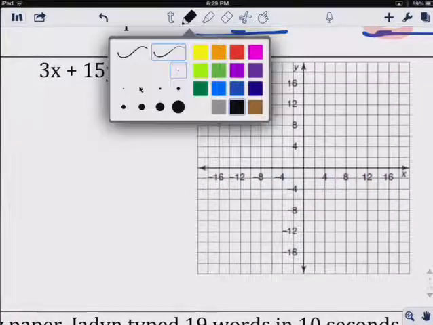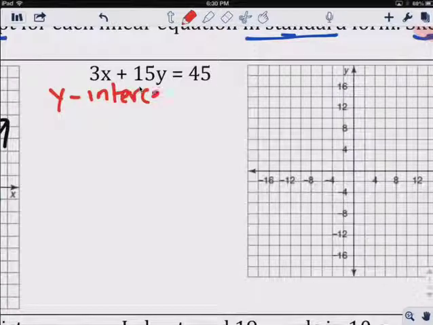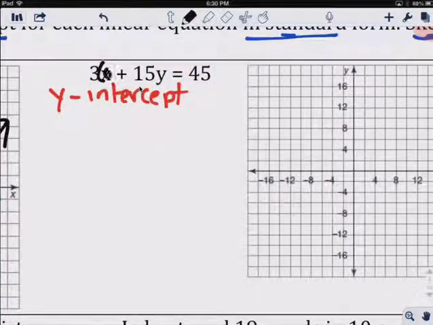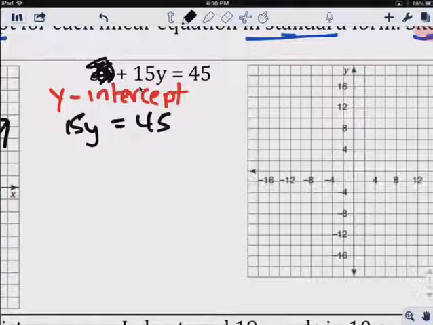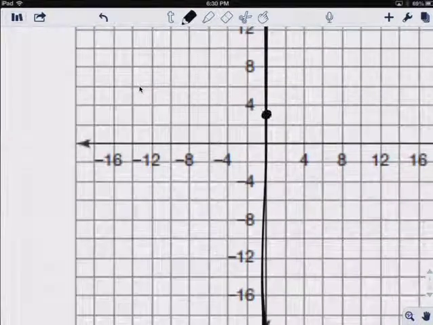Then you've sketched it. If they want further, you can always use rise over run, but it's not more difficult than it looks. Remember, y-intercept is when x is equal to 0. X equal to 0 makes that non-existent. We got positive 15y equals 45. Divide by 15. The answer is y equals 3. So on the y line, find 3. It's right there.